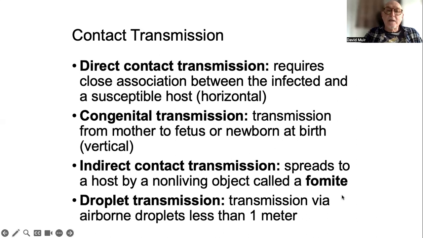Then there are indirect contact transmissions, where the disease is spread by a non-living object, especially for healthcare workers, most especially fomites, which are surfaces which have become infected, on which the infectious agent can survive long enough that it can be picked up by another host.